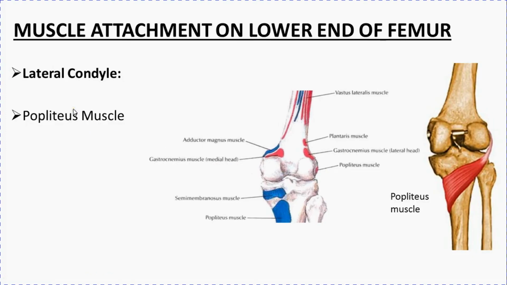The lateral condyle gives attachment to the popliteus muscle. You can see the small popliteus muscle is arising from the lateral condyle of the femur. Again in this figure you can see the popliteus muscle is arising from the lateral condyle of the femur.